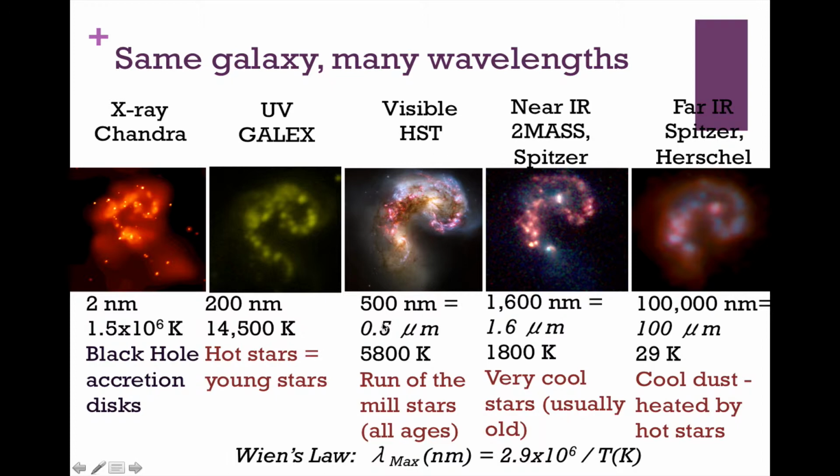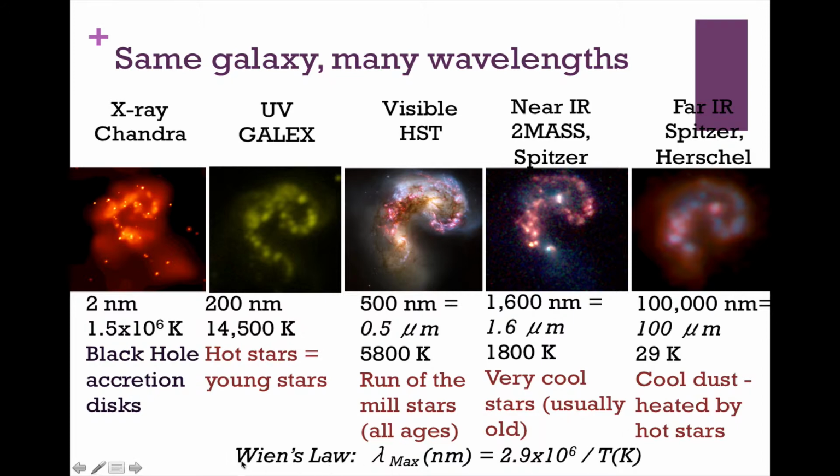In visible light, we're looking at about 500 nanometers, or about half a micron. A micron is a millionth of a meter. We're talking about things that are about 6,000 Kelvin, and these tend to be the run-of-the-mill stars, all ages. In the near-infrared, we're looking at things that are 1,600 nanometers, or 1.6 microns, about 2,000 Kelvin, and these are the very cool, usually old stars. In the far-infrared, we're looking at wavelengths of 100,000 nanometers, or 100 microns, things that are about 30 Kelvin, which is cool dust heated by hot stars.